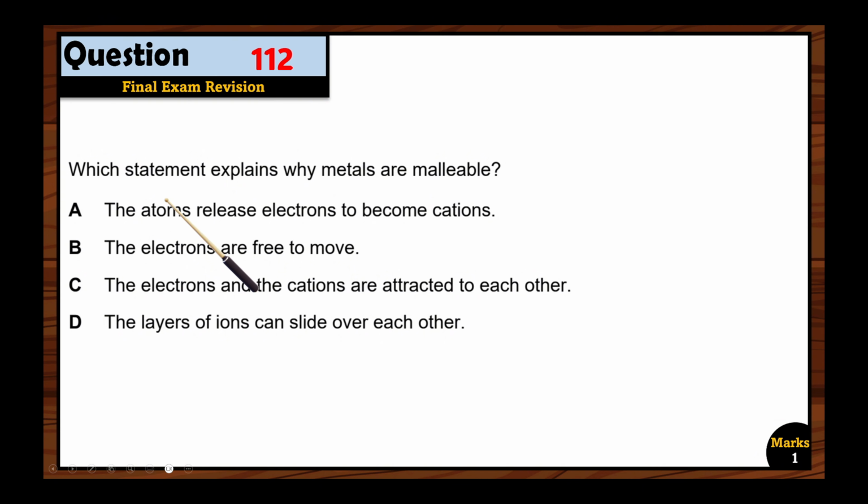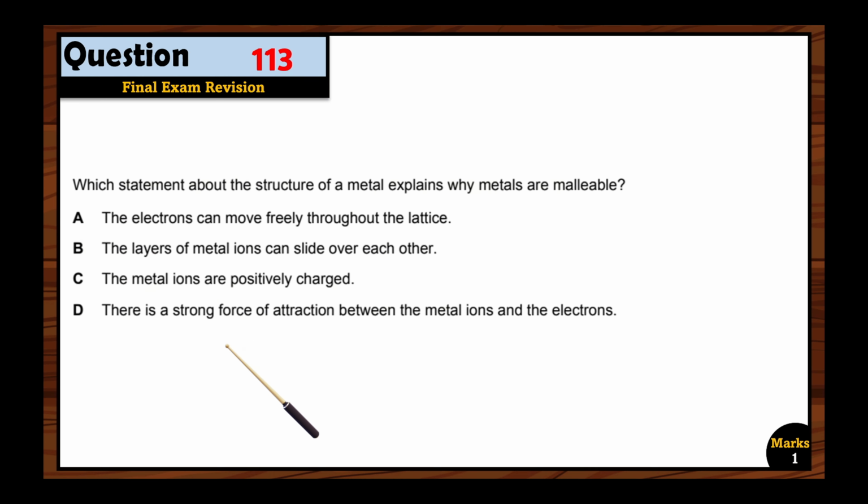Question 112. Which statement explains why metals are malleable? Malleable means they are soft, we can change their shape. So what is the reason behind it? How can we change their shape? Because the layers can slide over each other. So can you see the layers can slide over each other? Yes, the layers of ions can slide over each other. So option D is correct.